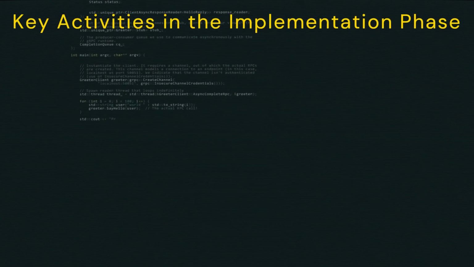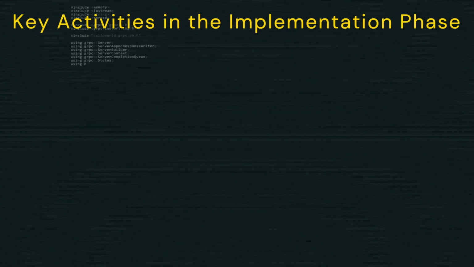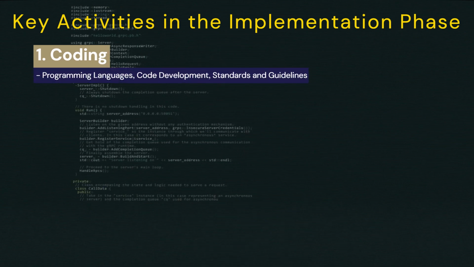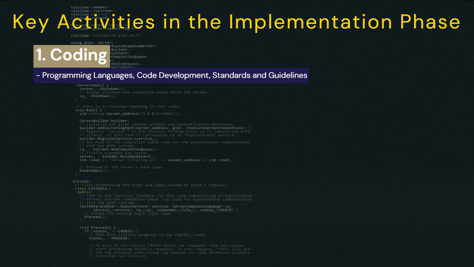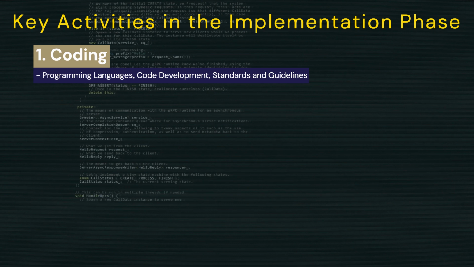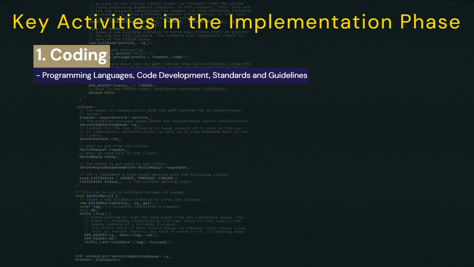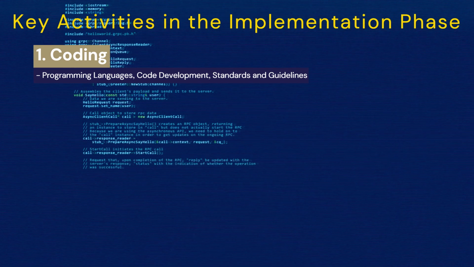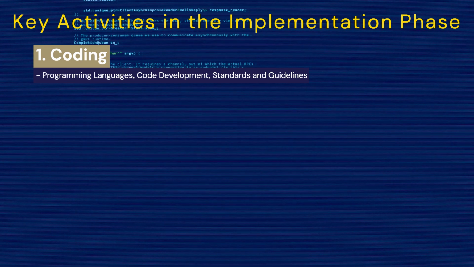Let's see key activities in the implementation phase. 1. Coding. While coding, it's important to focus on programming languages. During this step, developers write code in the languages chosen during the design phase, whether it be C, Python, Java, C++, etc. During code development, teams break down the software project into smaller modules and begin coding each component. Also adhere to coding standards and guidelines. Developers follow coding standards, specific conventions, indentation, naming, and commenting to ensure readability and maintainability.